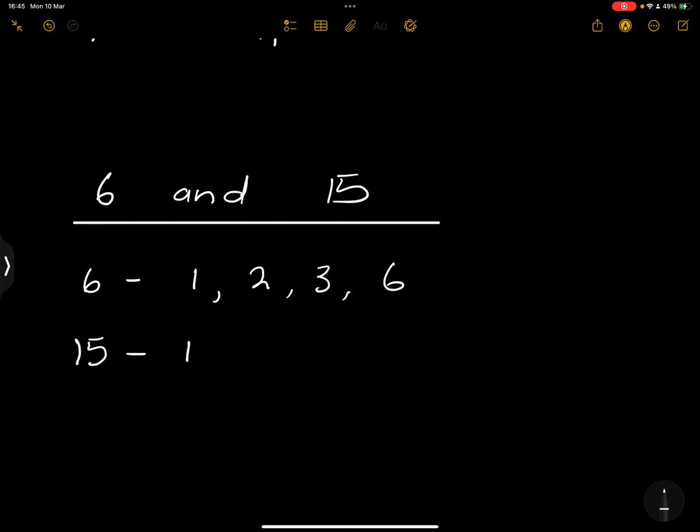Now, what are the factors of 15? That's 1, 3, 5, and 15. So now, if I may ask, what is the highest common factor between 6 and 15?